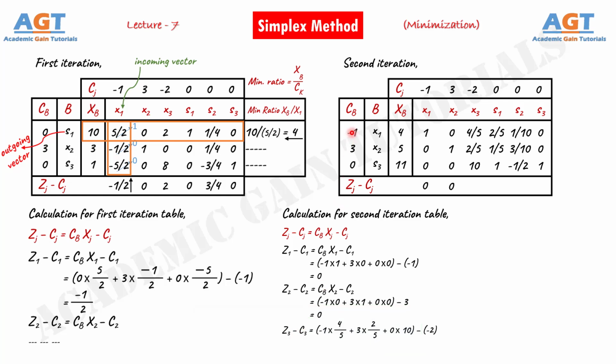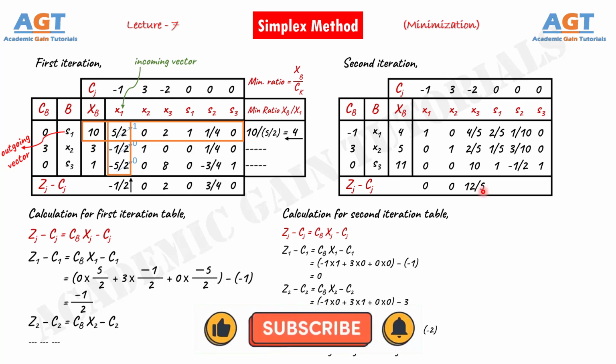Now, in the same way we will find out the value of Z3 minus C3. First multiply CB into X3. Here we will have -1 into 4 by 5 plus 3 into 2 by 5 plus 0 into 10 minus the value of C3, which is -2, and finally the value of Z3 minus C3 will be 12 by 5. So, in this row, here we will write 12 by 5.